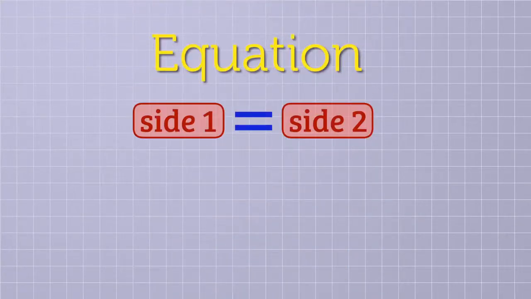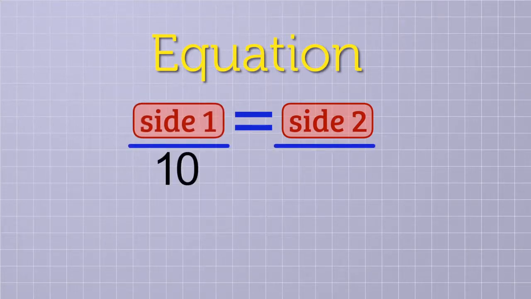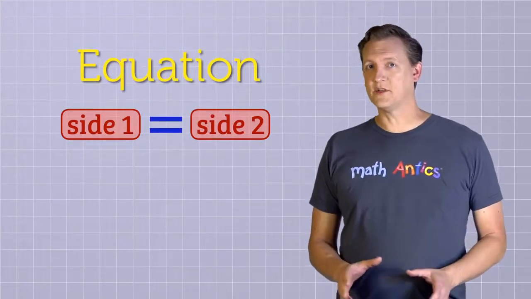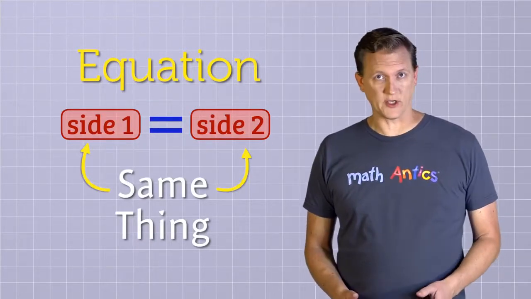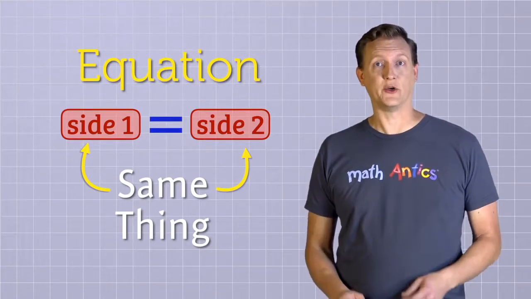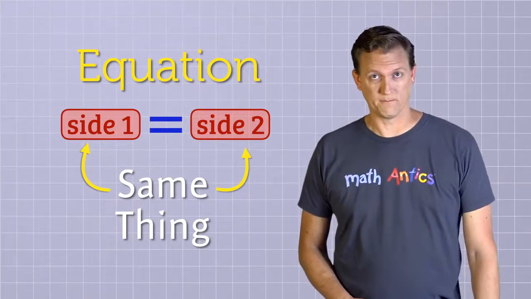And that's the same for multiplication and division. If we want to multiply one side of an equation by a number, then we need to multiply the other side by that same number. Or if we want to divide one side of an equation by a number, then we have to divide the other side by that number also. As long as you always do the same thing to both sides of an equation, it will stay in balance and your equation will still be true.